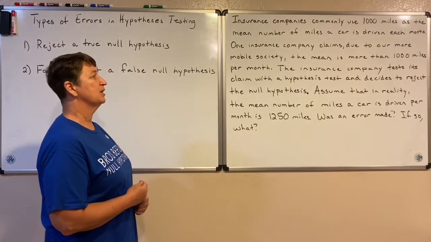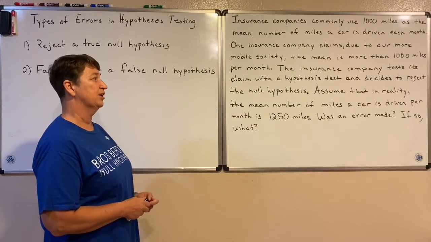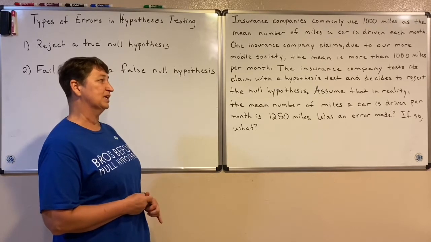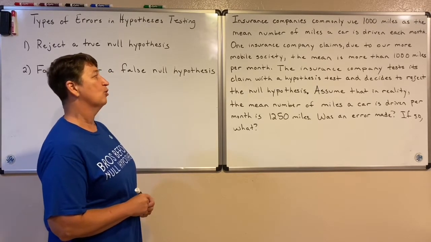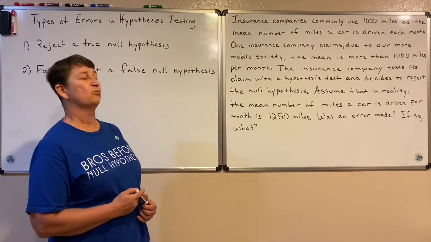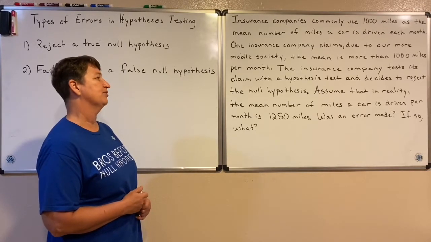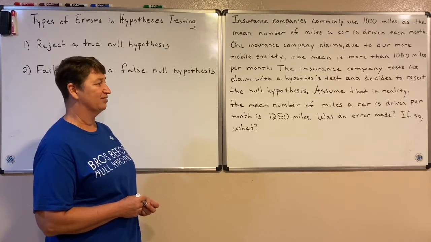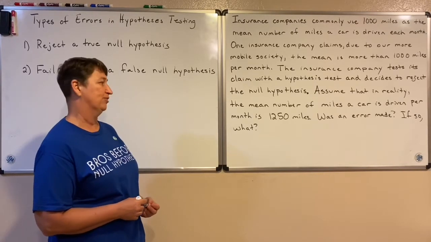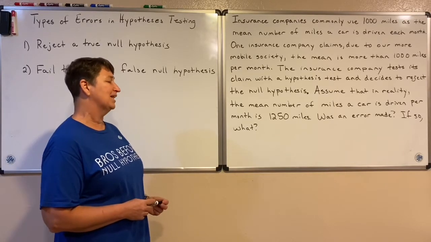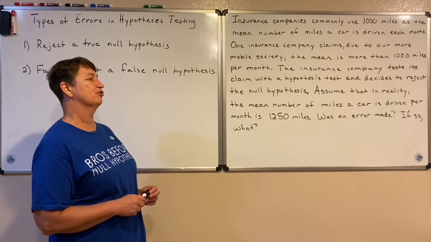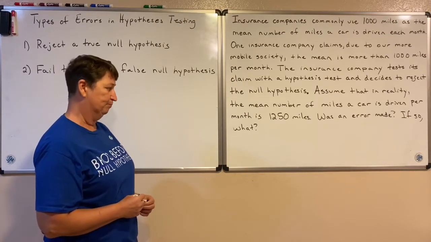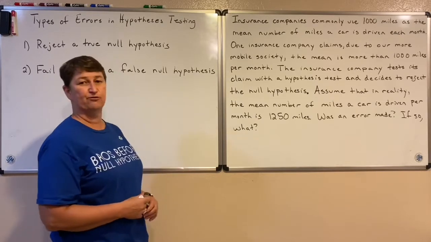Insurance companies commonly use 1,000 miles as the mean number of miles a car is driven each month. One insurance company claims, due to our more mobile society, the mean is more than 1,000 miles per month. The insurance company tests its claim with a hypothesis test and decides to reject the null hypothesis. Assume that in reality, the mean number of miles a car is driven per month is 1,250. Was an error made? If so, what?